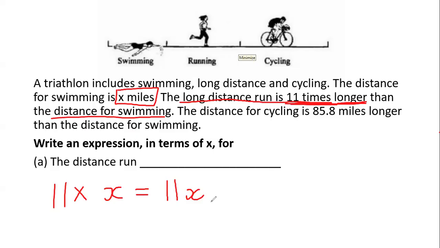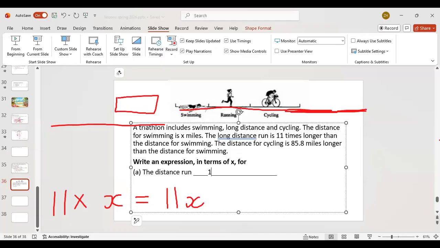Coherent or something? Close. It goes together. Coefficient? Coefficient, very good. 11 is the coefficient. And what is x? The variable. Very good. So 11 is the coefficient, that's the number in front of the letter, and the letter is the variable. So we say 11x, which means 11 multiplied by x. So it's 11x. That's the expression for the distance run. Any questions on that?